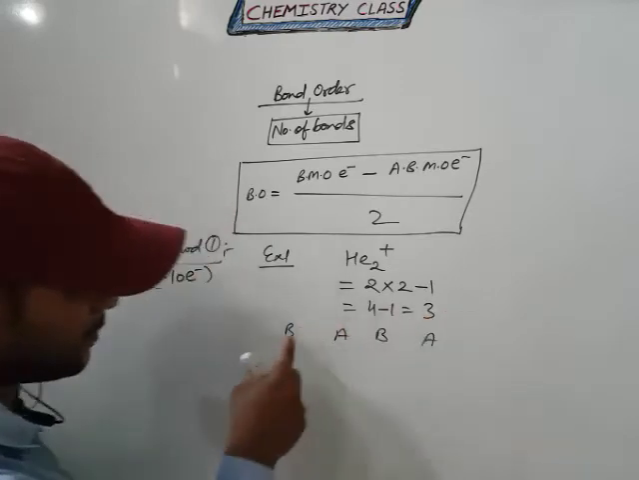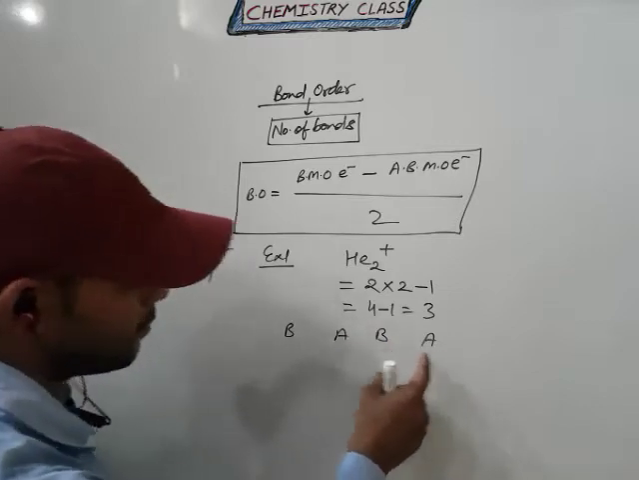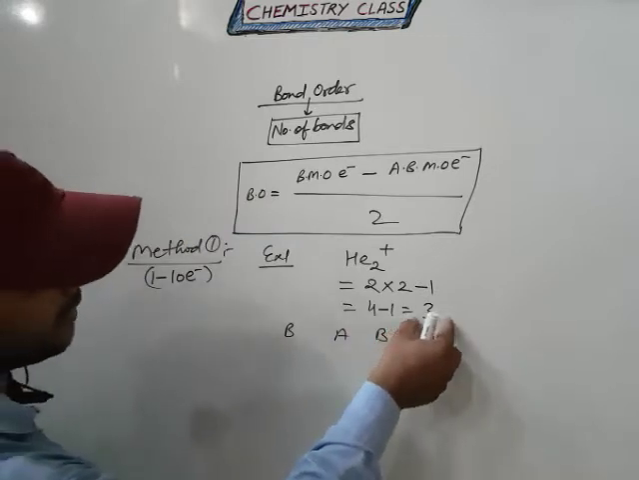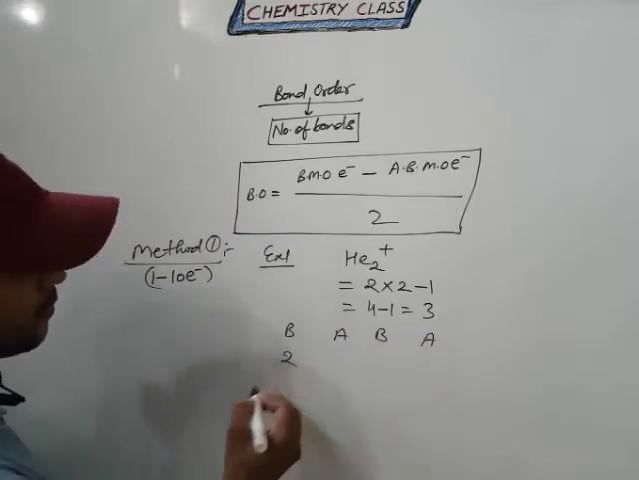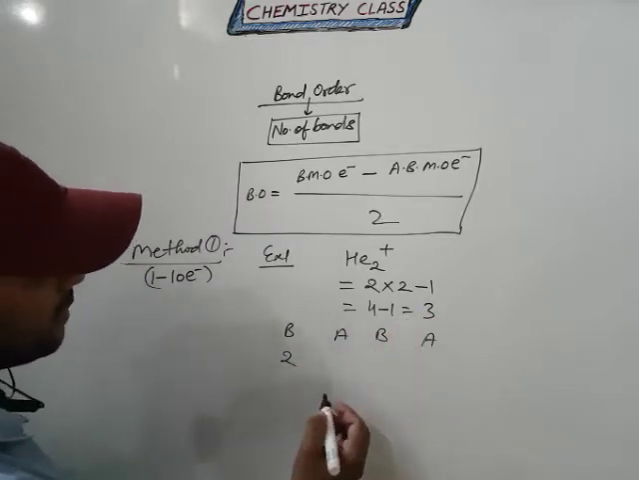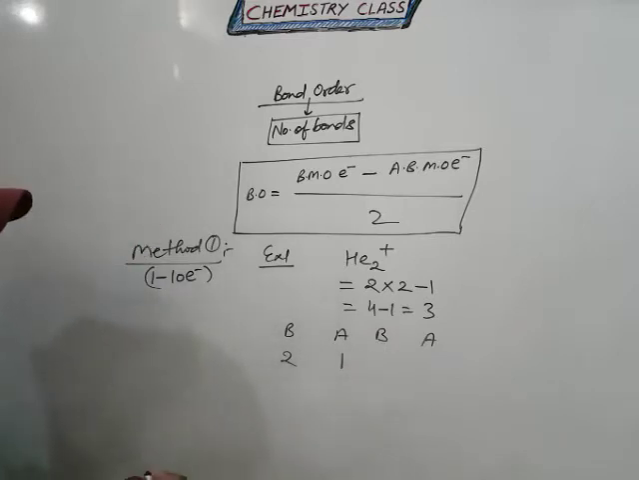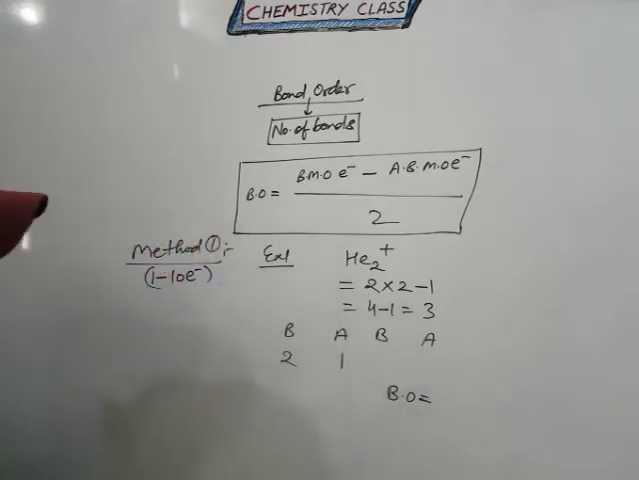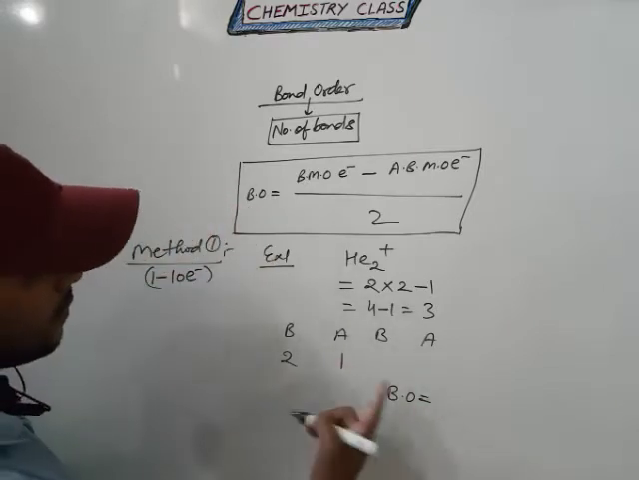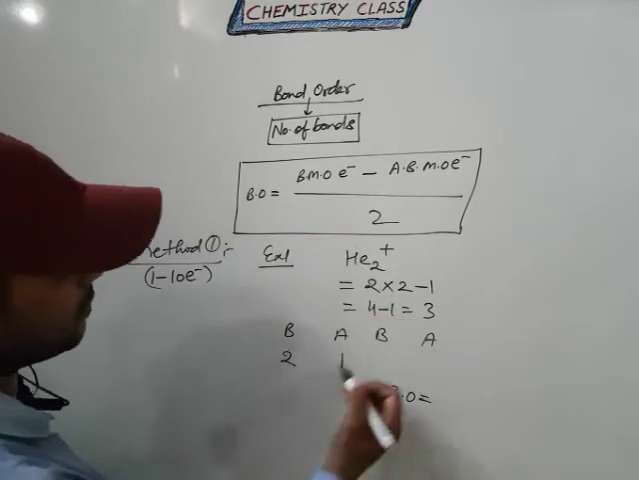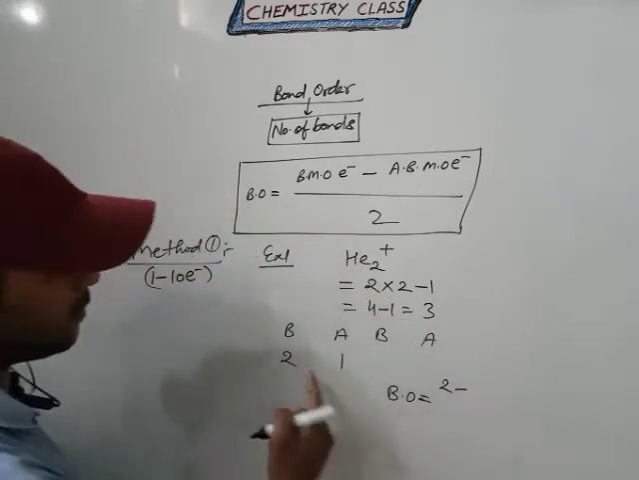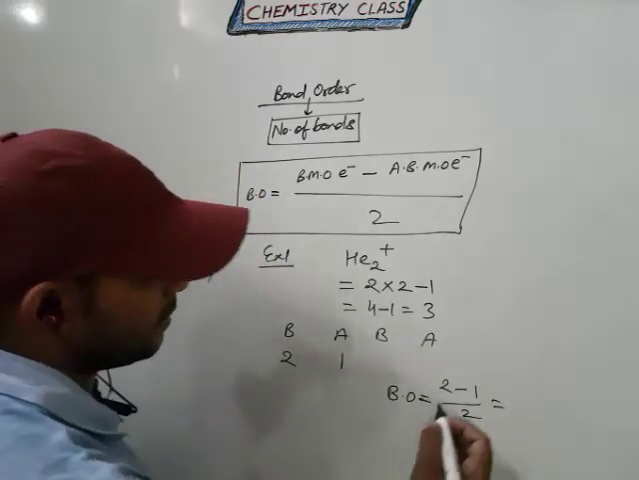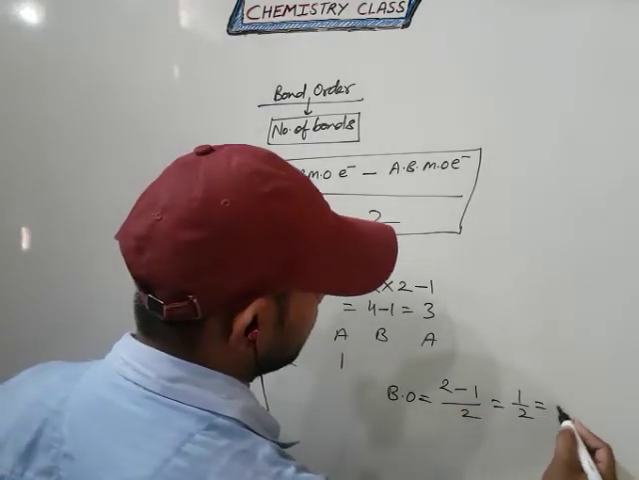So students, each bonding and anti-bonding orbital has a maximum capacity of 2 electrons. So we have 3 electrons. First you fill 2 electrons here, and how many remaining electrons? 1. Then after that you write the formula and put these values in the formula. How many bonding electrons? 2, and anti-bonding? 1, divided by 2. So the answer will be 0.5.